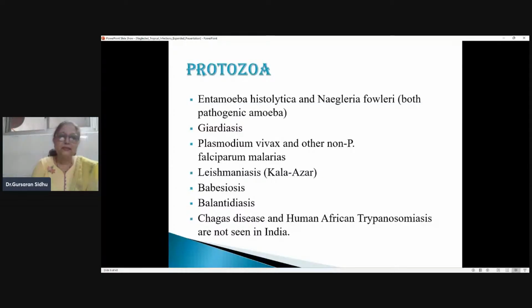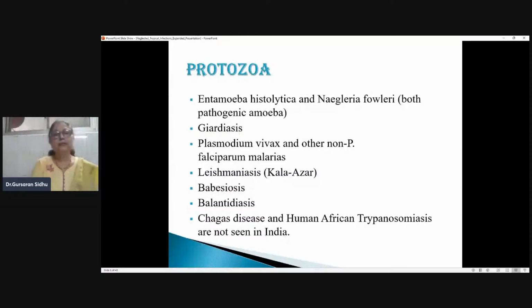Similarly, giardiasis, but Plasmodium vivax and Plasmodium falciparum are still our great concern. Leishmaniasis, Kala Azar, babesiosis, balantidiasis: these are our main problems in protozoal diseases. But Chagas disease and human African trypanosomiasis are not seen in India. They are not our problem.